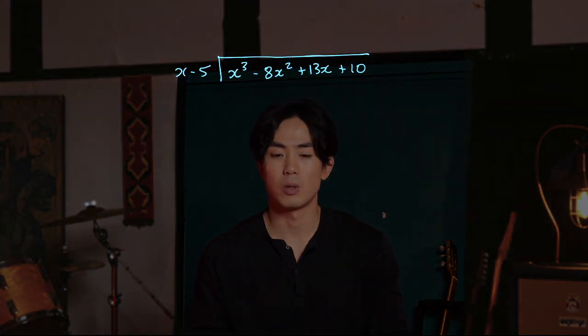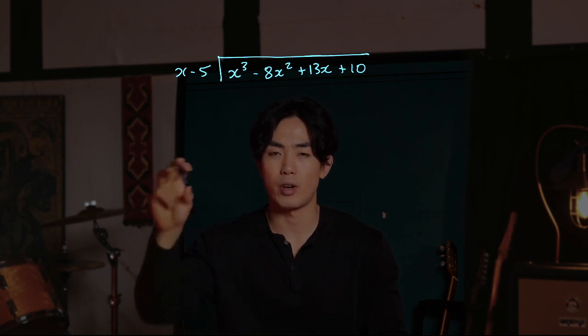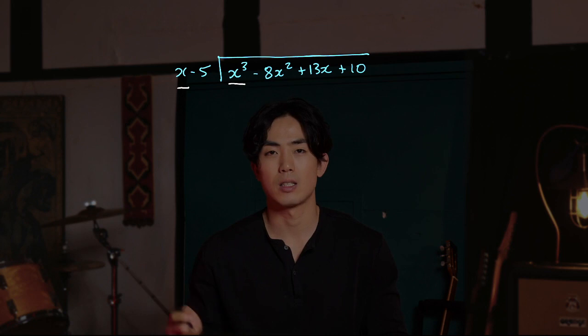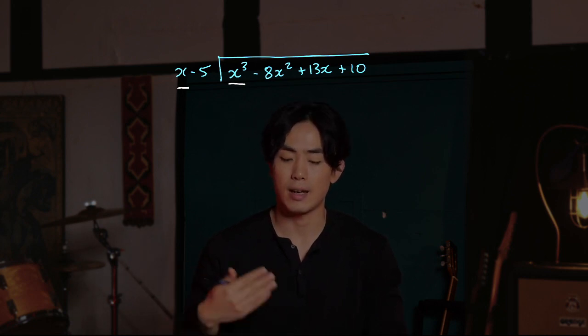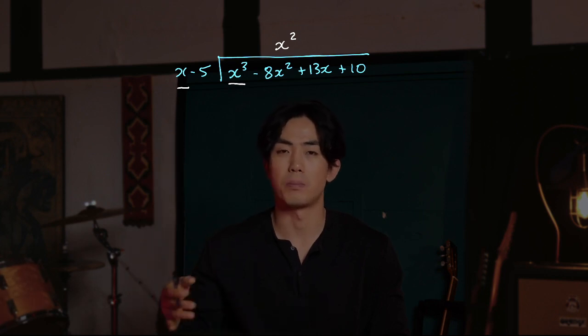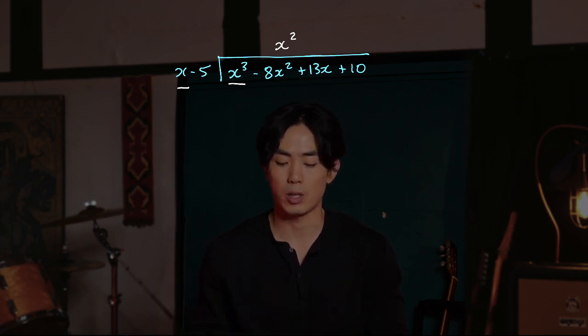So first things first, I divide the first term in the polynomial, x cubed in this case, by this value here, this x. So x cubed over x, I get x squared, which I'm going to write on the top here in the x squared column, because it's an x squared term. So I'm going to write x squared here.